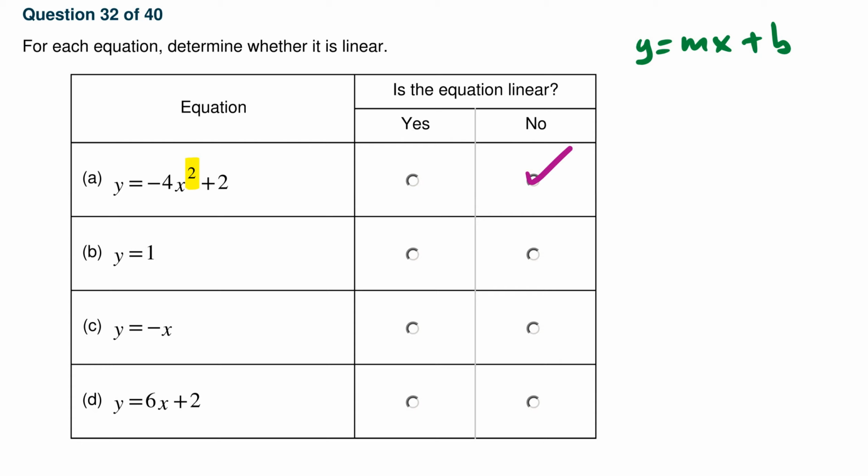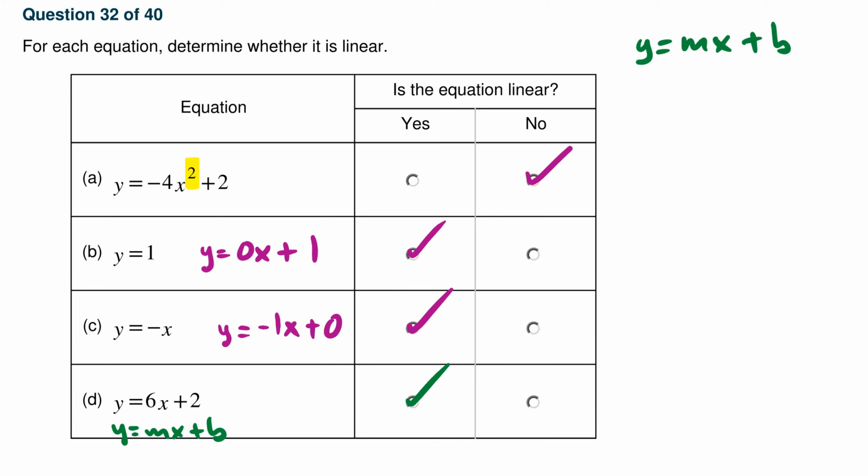Okay, y equal to 1. Y equal to 1 basically is y equal to 0x plus 1. Because the slope is 0, that's why we don't see x in the equation. This is a yes, it is a linear function. Y equal to negative x is like y equal to negative 1x plus 0. So it's yes, it is a linear function. And this one is y equal to mx plus b for sure. That will be another yes.